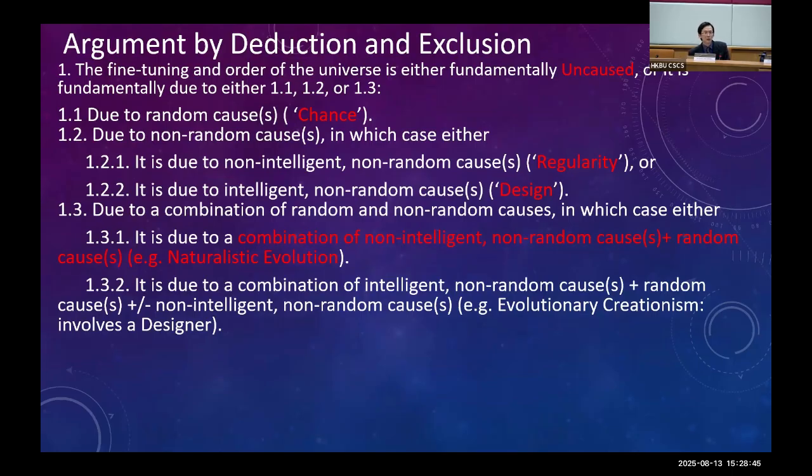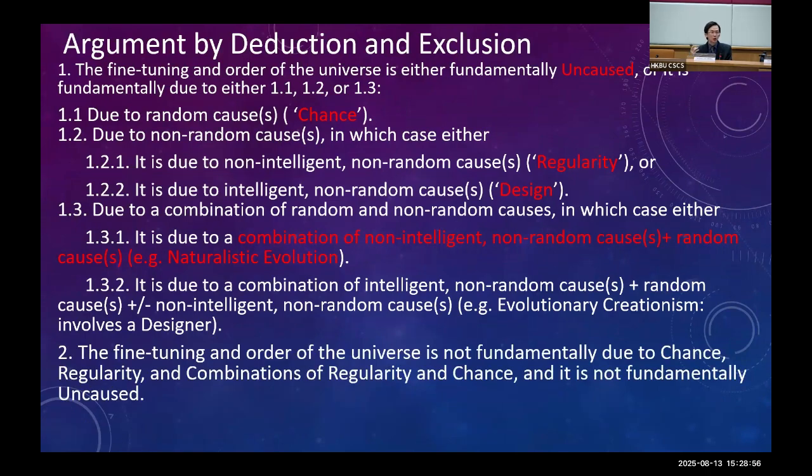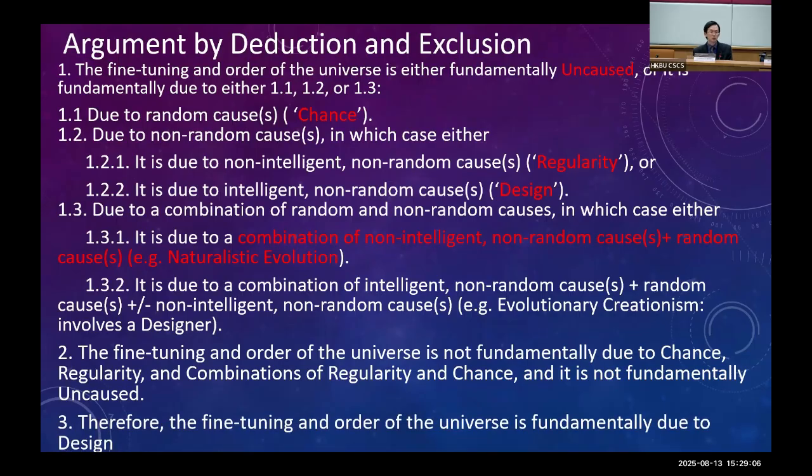So theistic evolution, or evolutionary creationism, will be an example of that. Okay, so these are all the possibilities, essentially. And then I go on to argue in the rest of my book that the fine-tuning and order of the universe is not fundamentally due to chance, regularity, or combinations of chance and regularity, and it's not uncaused. And therefore, it is due to intelligent cause, design. I don't have time to go through the details of my argument, but you can read my book. It's open access for the details.